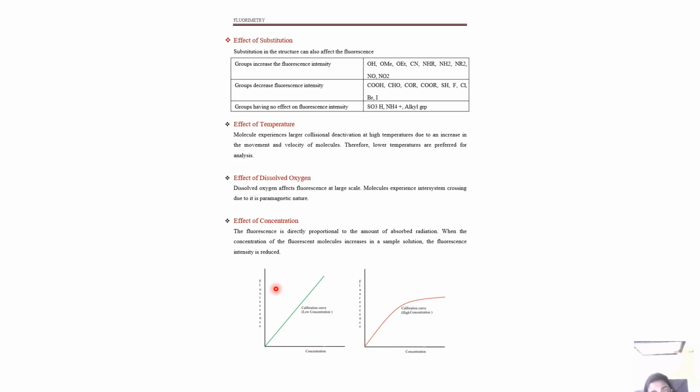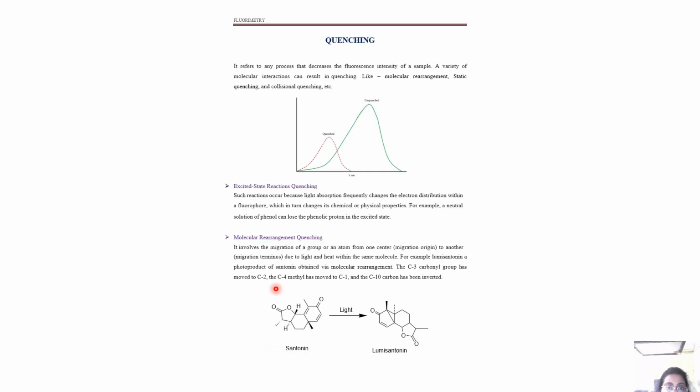Dissolved oxygen affects fluorescence on a larger scale. Molecules experience intersystem crossing due to its paramagnetic nature. Effect of concentration: the fluorescence is directly proportional to the amount of absorbed radiation. So, when the concentration of the fluorescent molecules increases in a sample solution, the fluorescence intensity is reduced.